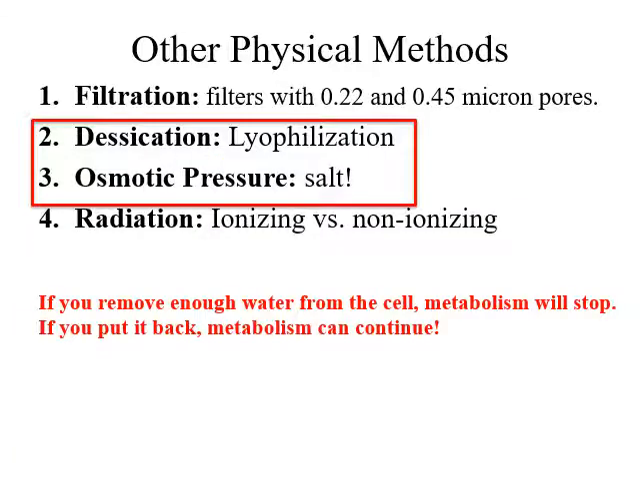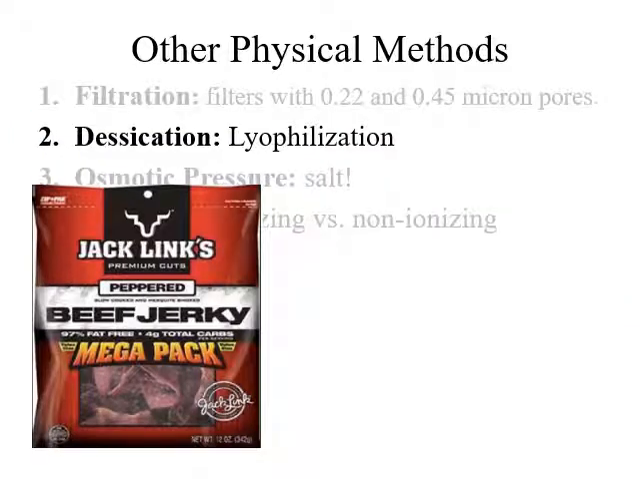Okay, now let's see what happens if we can preserve foods and other things by removing water so that there's no longer enough water in that food for bacteria and fungi to grow. I mentioned beef jerky, where you take a cooked piece of beef and then dry it out in a machine called a desiccator.